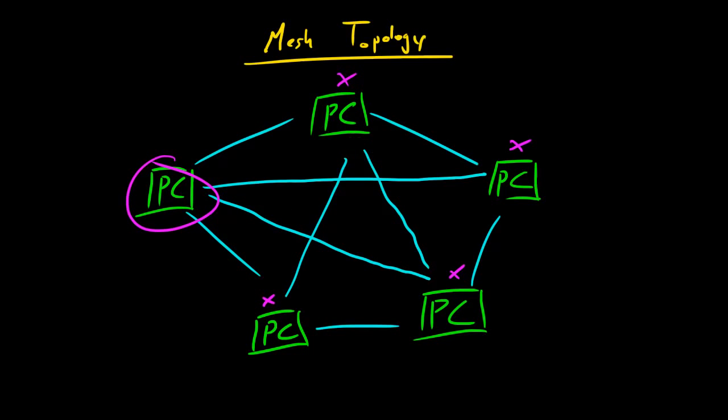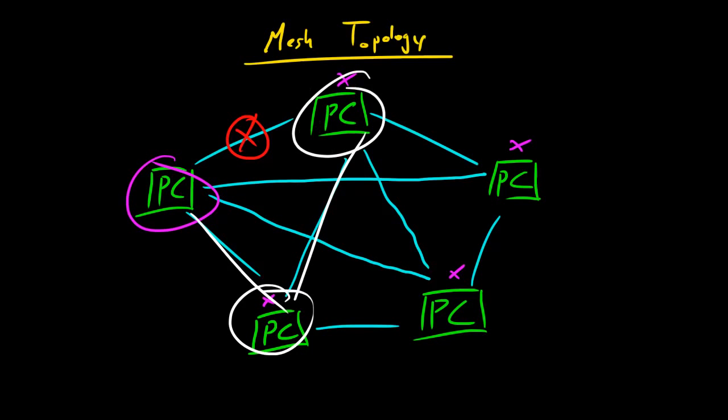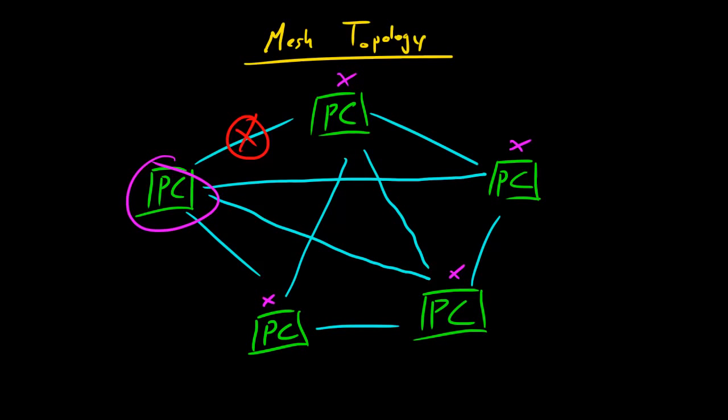Now the good part is, let me change my color to red. Let's say you have a cable that breaks right here. Well, since all of these PCs are connected, your data is provided an alternate route. So instead of the data going directly to this PC, if these two computers want to communicate, it could go to this PC and then go to this PC. Again, your data has an alternate route in case a cable breaks or a node goes down or anything like that. And that's kind of cool because it has built-in protection.